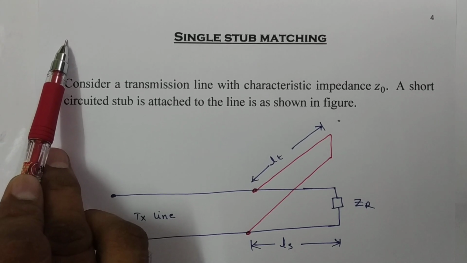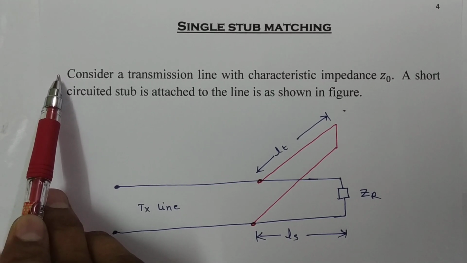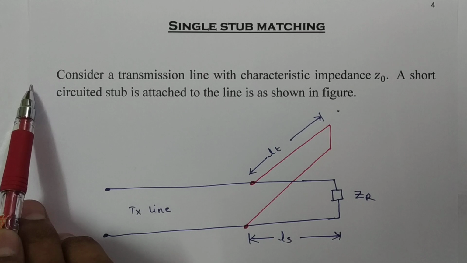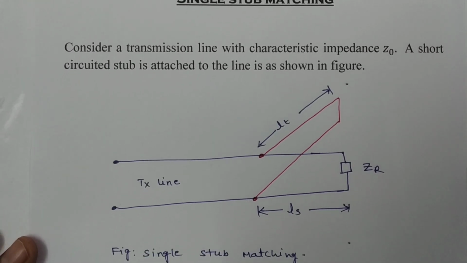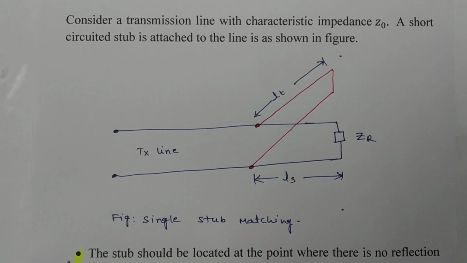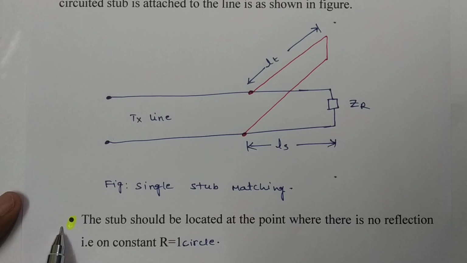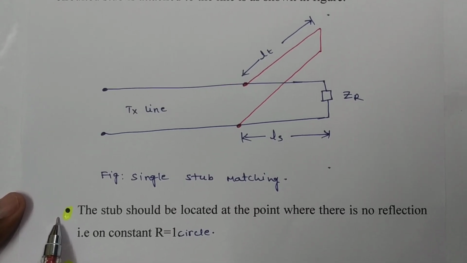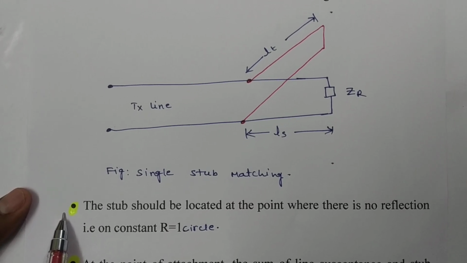Now we discuss single stub matching. Consider a transmission line with characteristic impedance Z0. A short circuited stub is attached to the line as shown in the figure. The stub should be located at the point where there is no reflection, that is, on the constant R equal to 1 circle.